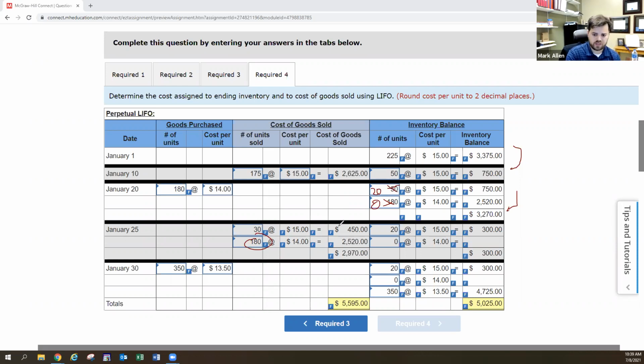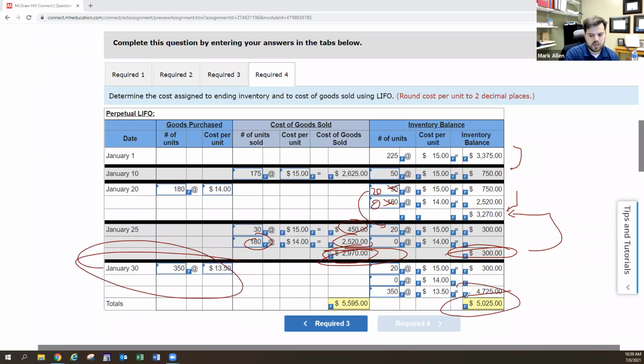So I've got 30 at 15 is 450. 180 at 14 is this. There's 2970. And then of course, all I have for ending inventory is those 20 units. So 20 at 15 is 300. And once again, 300 plus 2970 comes back to that 3270. And then of course, we just add in the last purchase and there we have it.